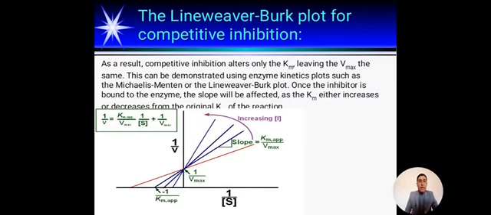Okay, here's the Lineweaver-Burk plot for competitive inhibition. Like I explained before, a competitive inhibitor affects Km but does not affect V maximum. So you can see in this graph, once the inhibitor is bound to the enzyme, the slope will be affected as the Km either increases or decreases, but V maximum is not changing.